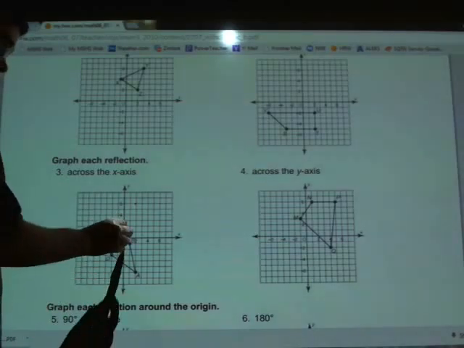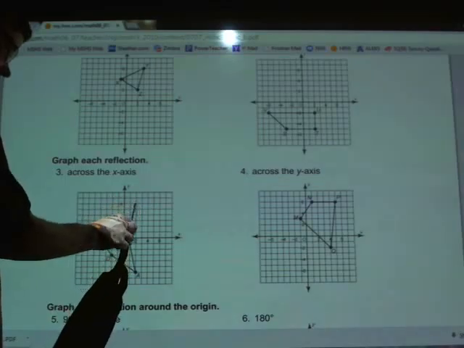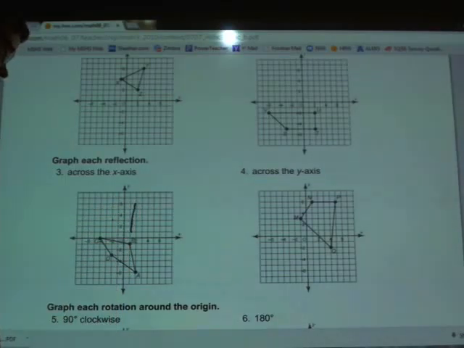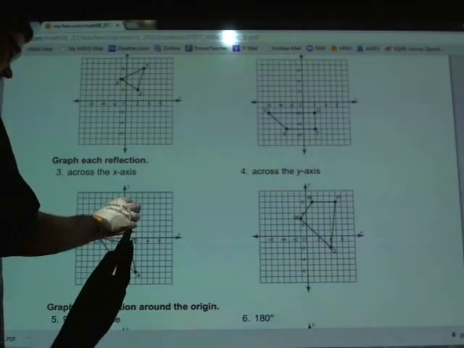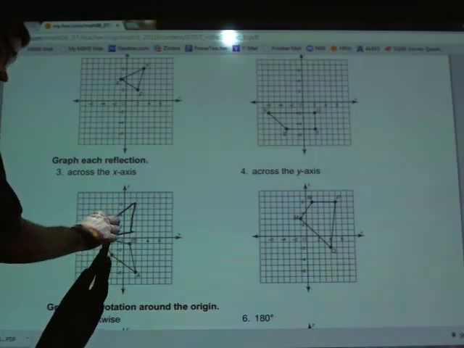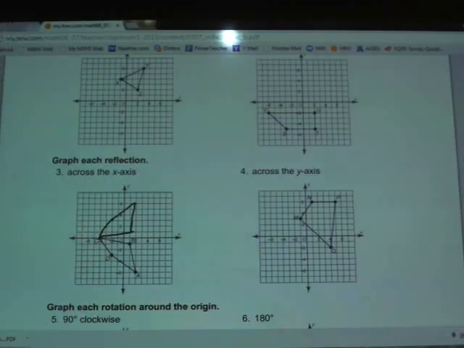And so I connect my points, and notice that my shape is a quadrilateral, so it should still be a quadrilateral when all is said and done. And again, simply just a mirror image of what's already there. And there you go. There's your mirror image created in question number 3.